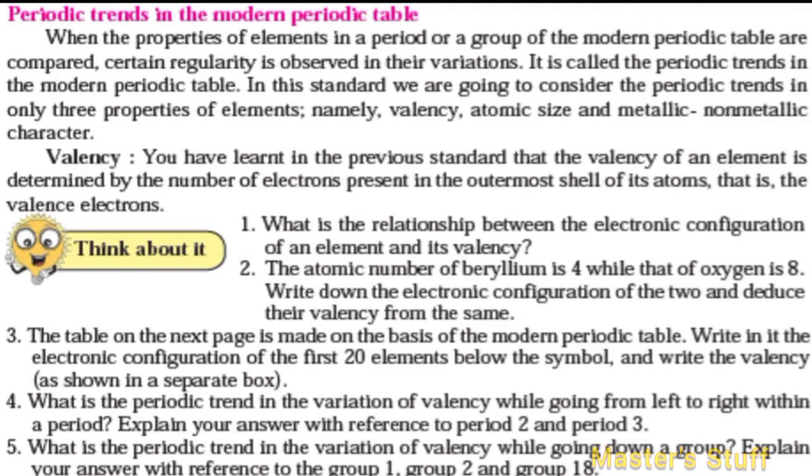Valency. We had already studied that the valency of an element is determined by the number of valence electrons in the outermost shell, that is, the number of electrons present in the outermost orbit. So, as the valence electrons are the same for the elements belonging to the same group, thus the valency remains the same for elements of the same group and goes on changing across the period.